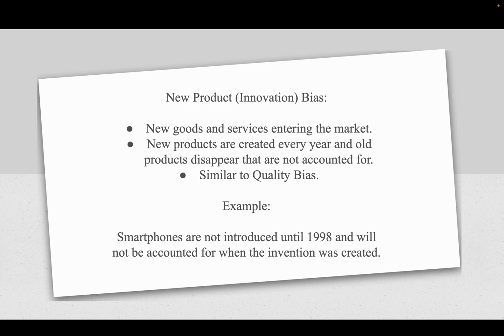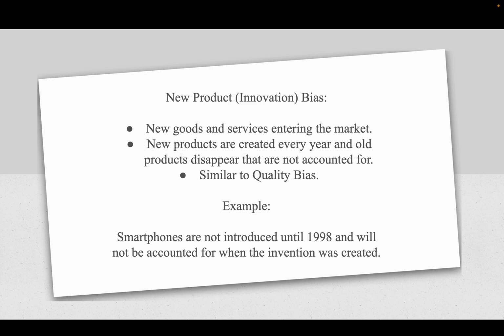The final bias is the new product bias. New product bias occurs when new goods and services are introduced into our market that are not accounted for in the CPI. New products are invented every year and old products sometimes disappear. The invention and disappearance of these goods are not accounted for by the Bureau of Labor Statistics. This bias can be compared to quality bias because technological advances improve the quality of new products, and the CPI is overstated and has an upward new product bias.